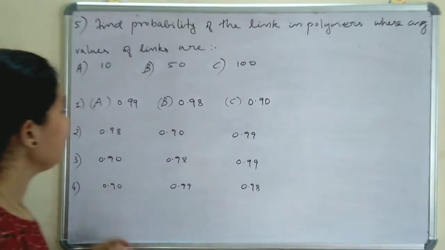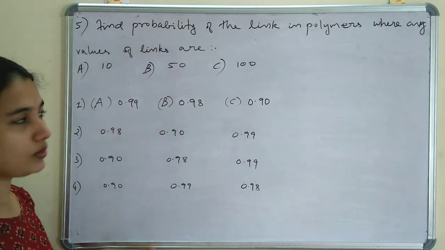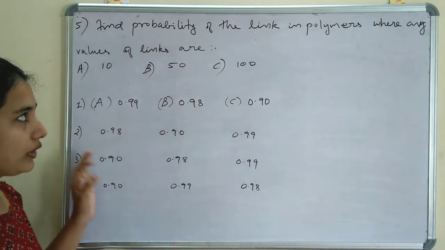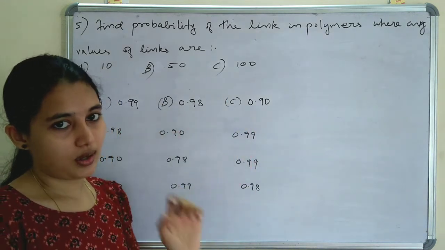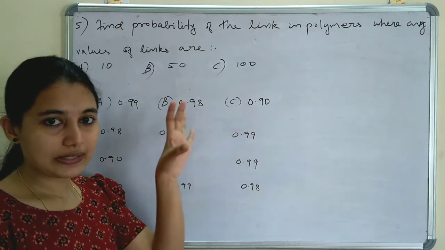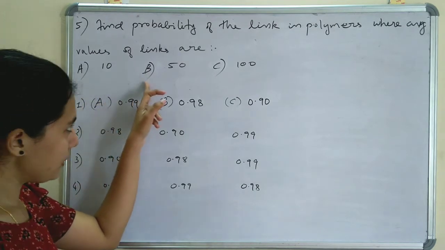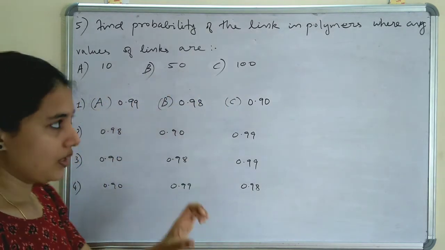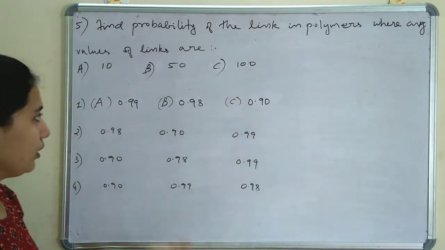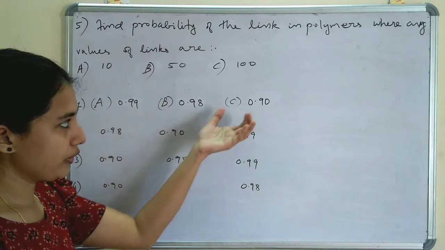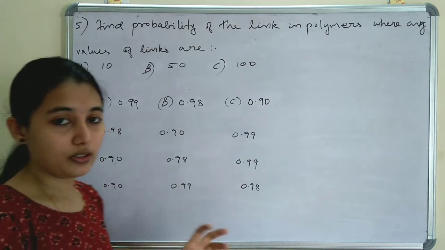In the fifth question, find the probability of the links in polymers where average values of the links are given. So we have to find the probability of each link. A, B and C links are there and the average value of the link is given. The average values are for A 10, for B 50 and for C 100. The options given for the probability of A, B and C are 0.99, 0.98, 0.90, 0.98, 0.90, 0.99, etc. So we have to find the probability.